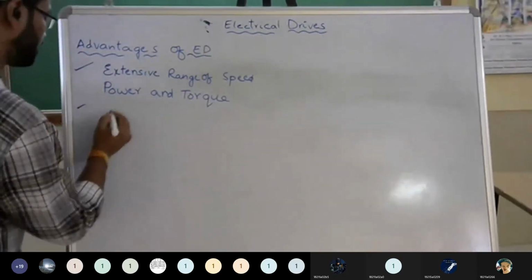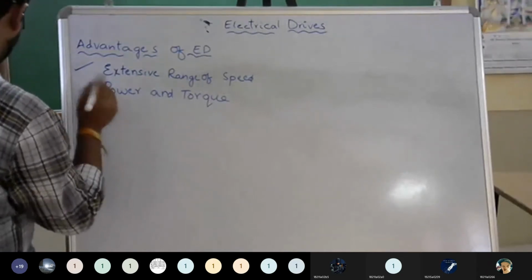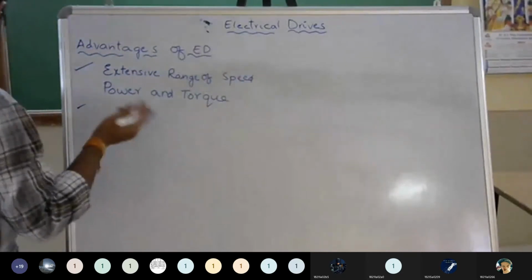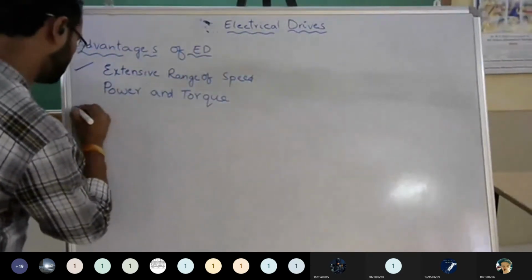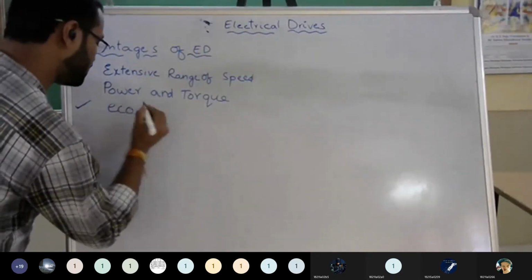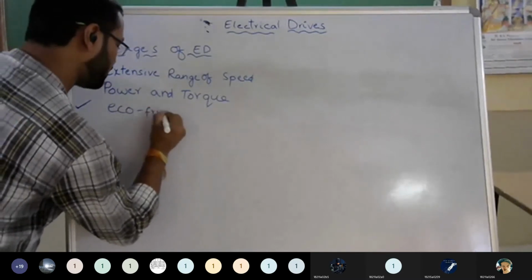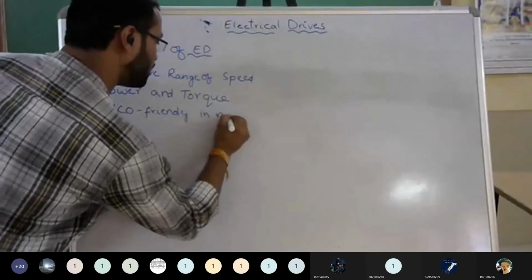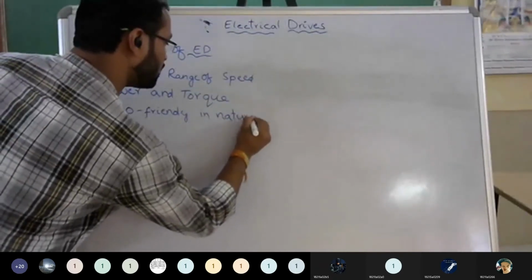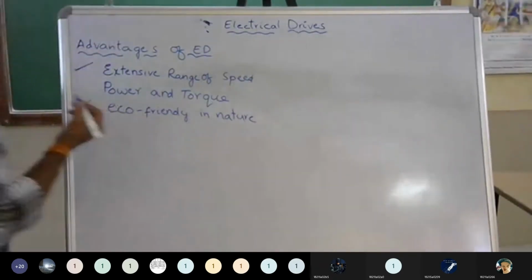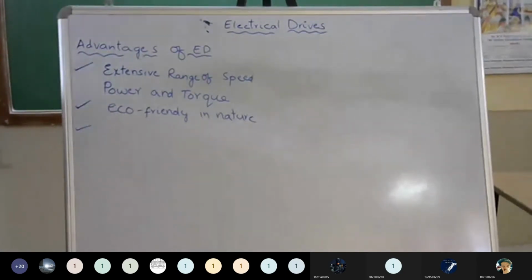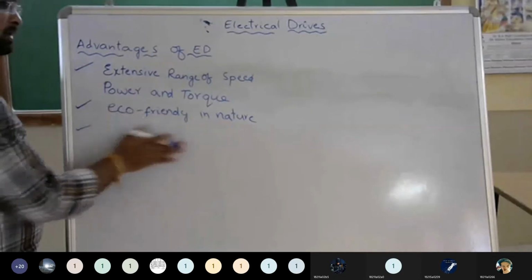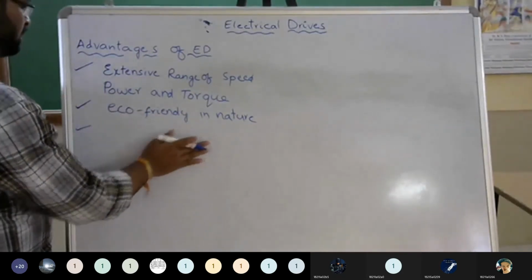And the second thing, noise pollution. Sorry, not noise pollution; noise pollution will come as a disadvantage. So here we go with eco-friendly in nature. If you use diesel engines and similar, they will produce some gases, like CO2, so that is not eco-friendly. But if you use the electrical supply, that will be eco-friendly in nature.